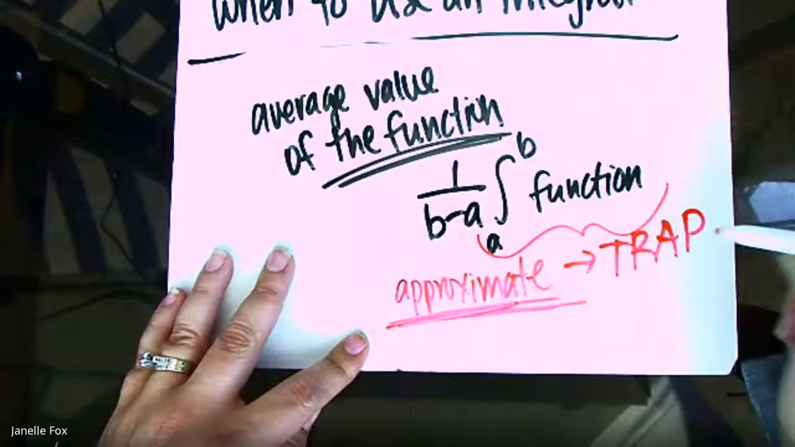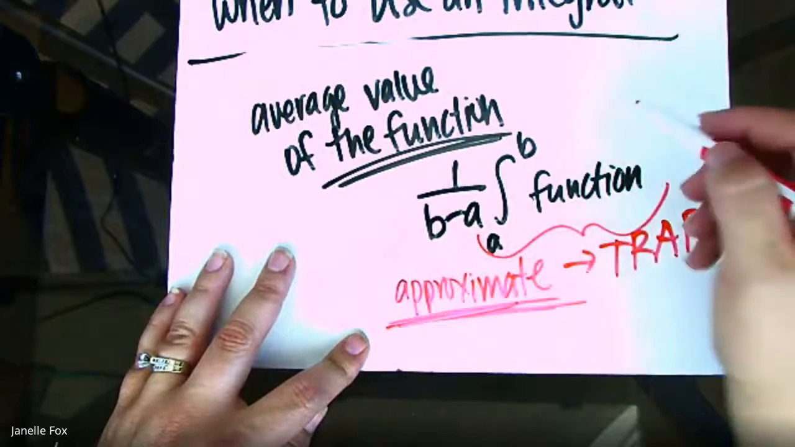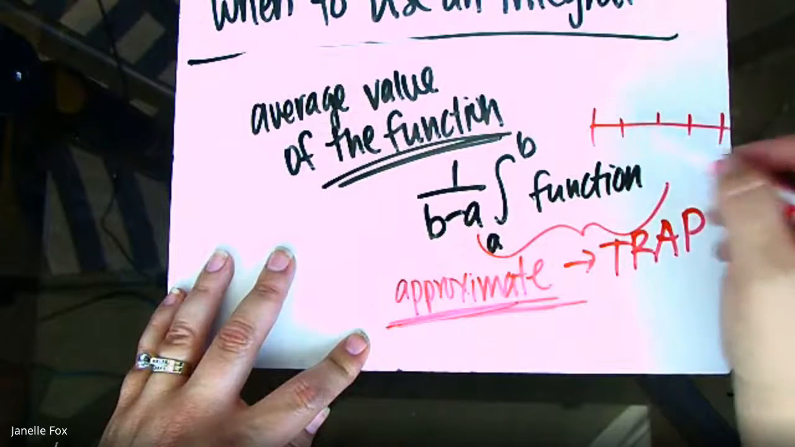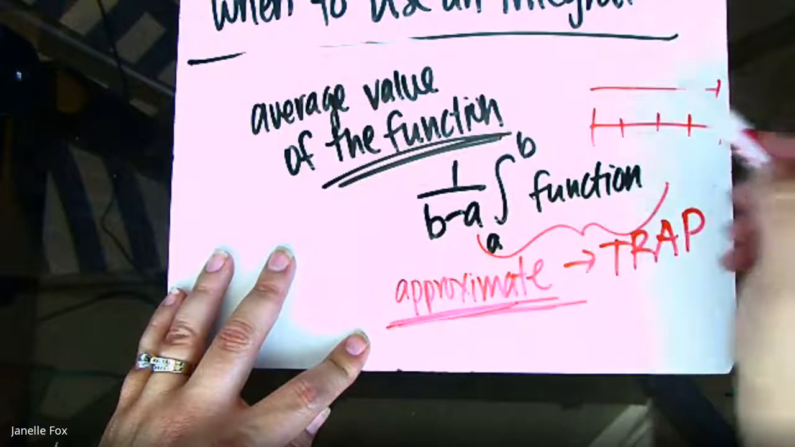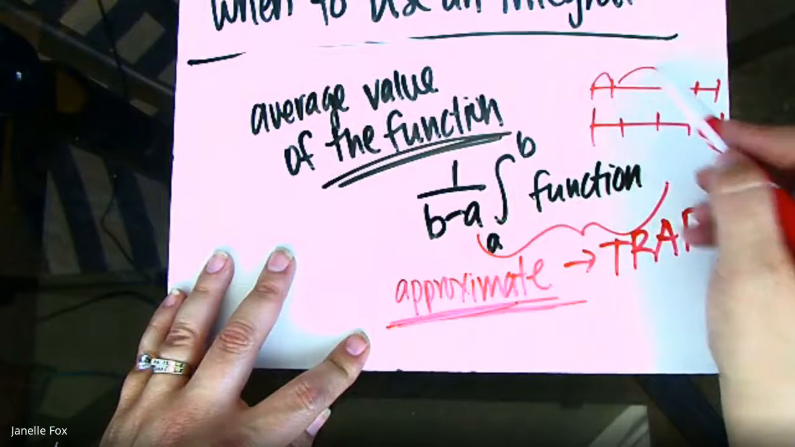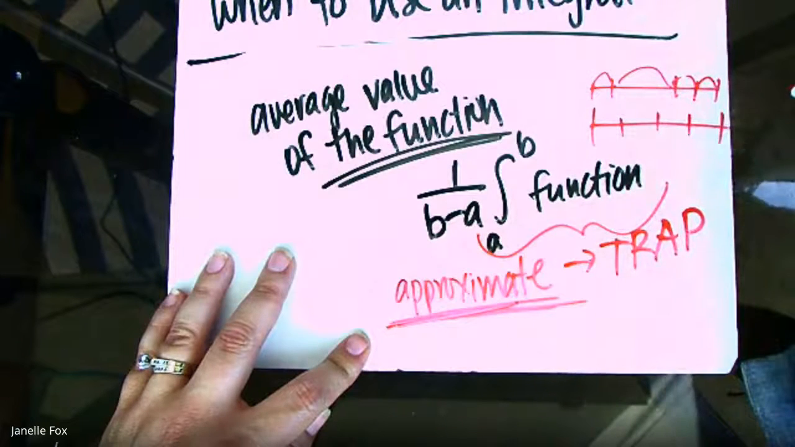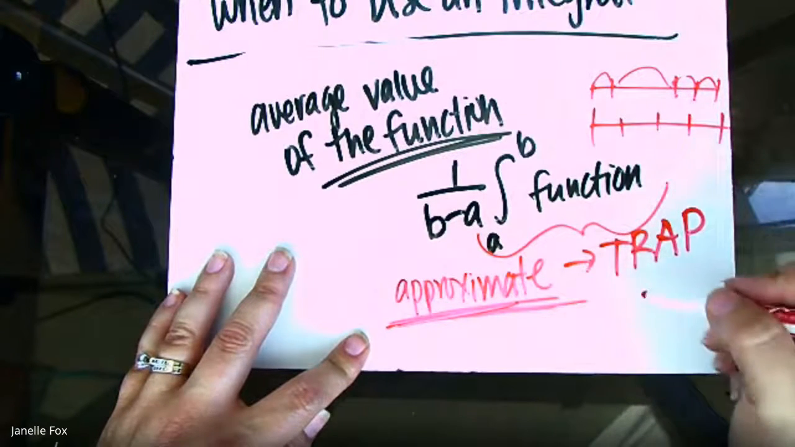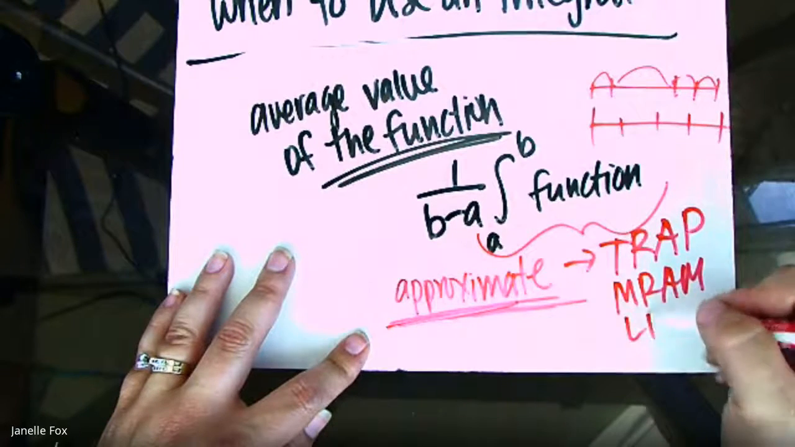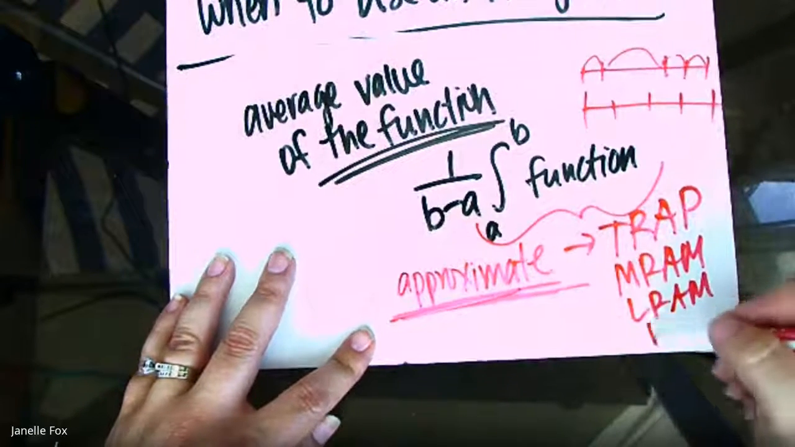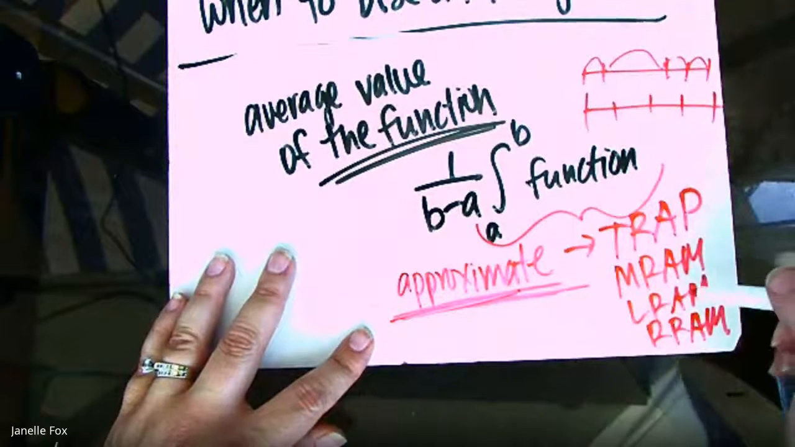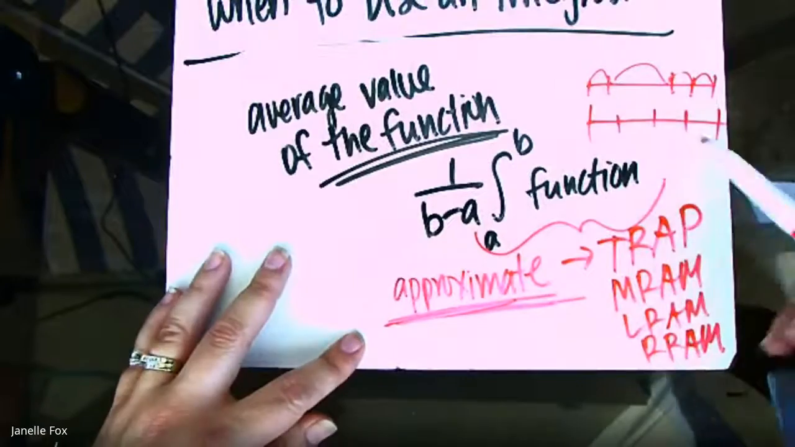Be careful on the trap rule, because sometimes your intervals are going to be even, and you can use a formula. Sometimes for the trap rule, your intervals will not be even, and then you have to find individual trapezoids. So just be careful about which one you should use. Sometimes they might ask you to use an R-RAM, or maybe an L-RAM, or an M-RAM. Those are all really good popular approximations for finding an integral for something.